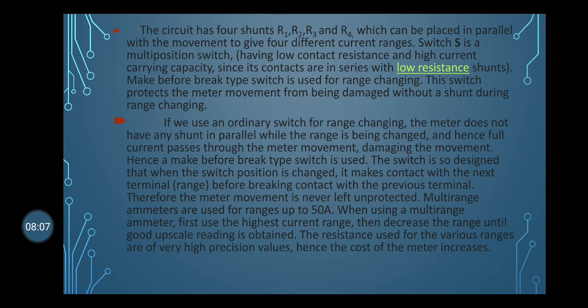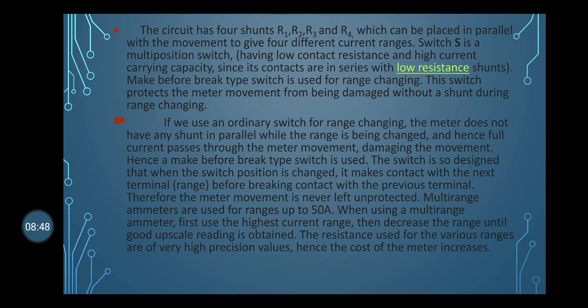That is the characteristic of the switch which we are going to use in the multi-range ammeter. It has a low resistance and a high current capacity. The specific switch is known as the make before break type switch, which is used for the range changing of the resistances. This switch protects the meter from damage without shunt during the range changing.